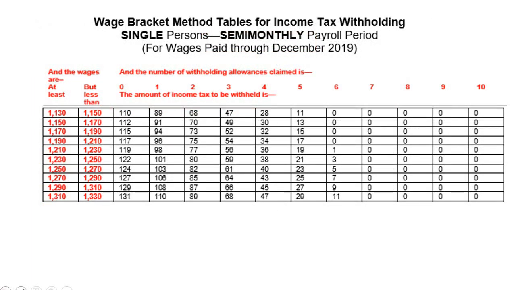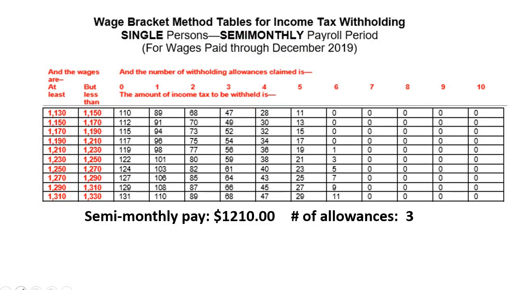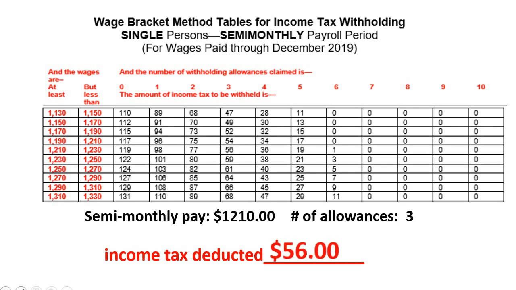Okay, so let's take a look. So the semi-monthly pay is $12.10. We have 3 allowances. How much income tax is deducted from that check? Find that amount in the table right now. Good. 56. And how do we do this?